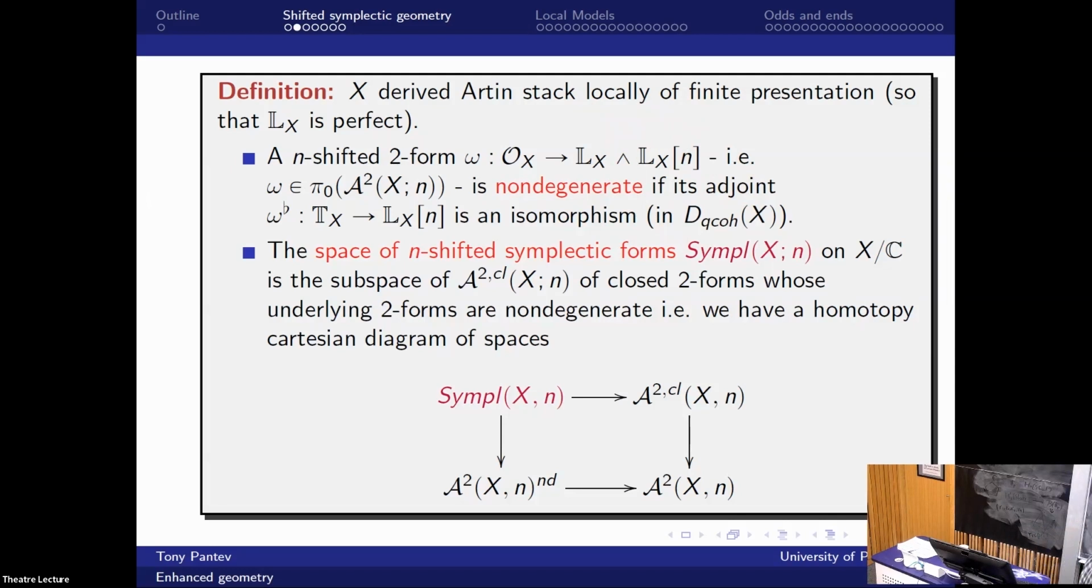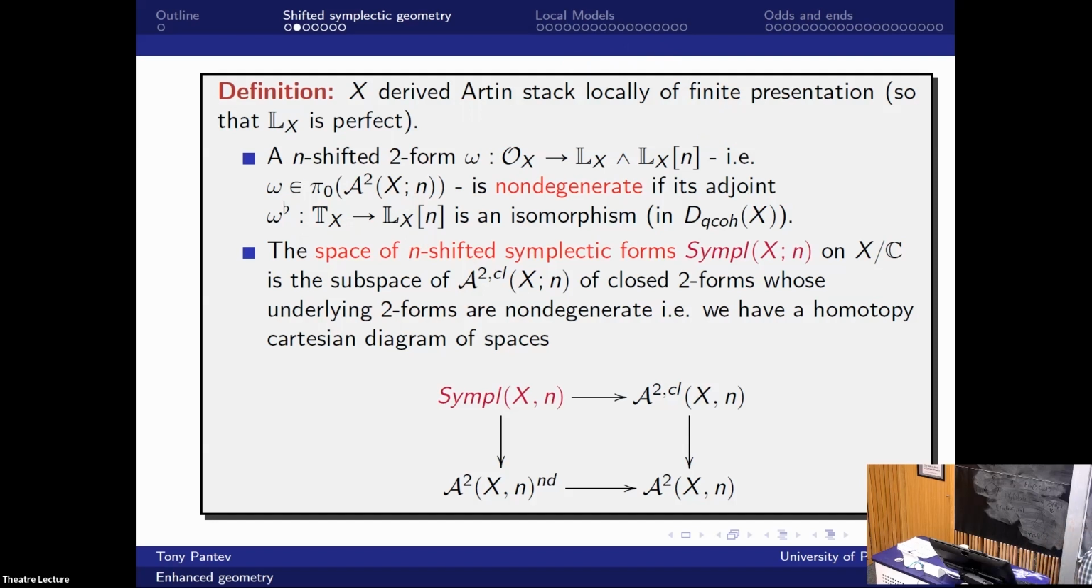And such a two form, up to isomorphism, is in H0 of that complex of maps. It's non-degenerate if contraction with it gives you a map from the tangent complex to the n-shifted cotangent complex, and you would like this to be a quasi-isomorphism. So that's the non-degeneracy condition.